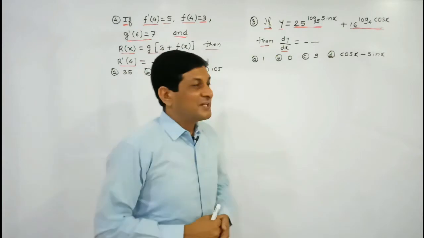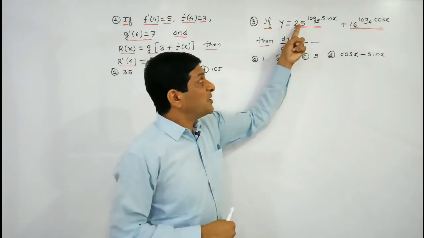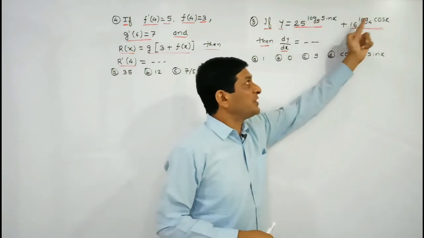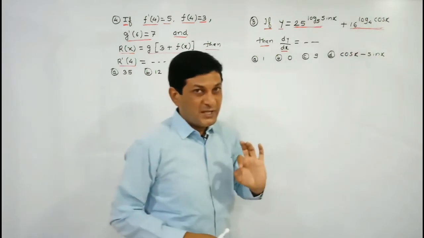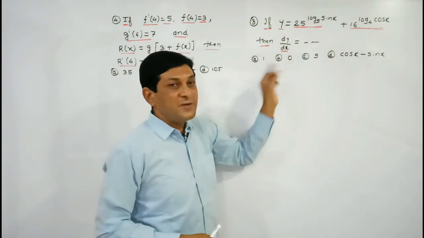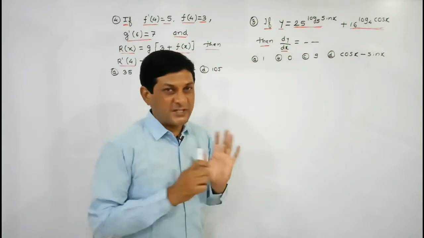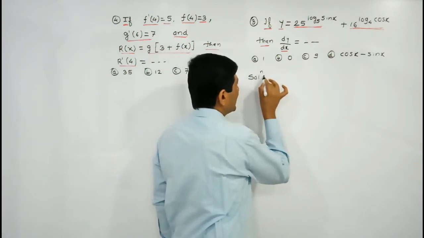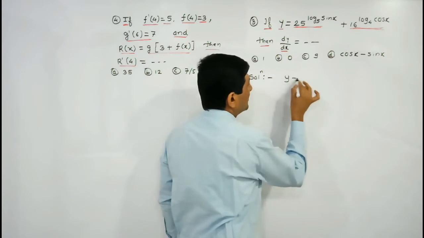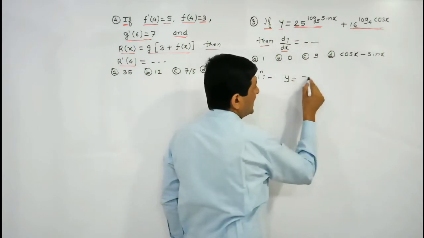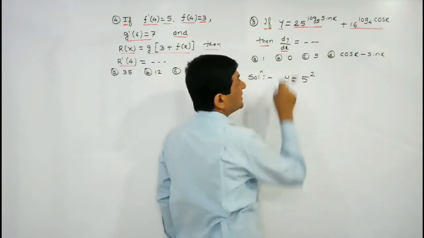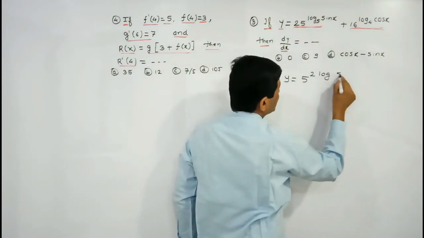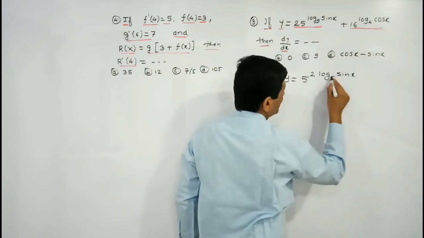Now see question number 3. What is the given function? y is equal to 25 raised to the power log of sin x to the base 5 plus 16 raised to the power log of cos x to the base 4. Here we have to find dy by dx, meaning the differentiation of this function. So let us first simplify this function. I am not writing the function directly, I am simplifying it. So y is equal to, can I write this 25 as the square of 5? Yes, 25 can be written as 5 square. Keep the remaining term in the power as it is, log of sin x to the base 5, keep it as it is.